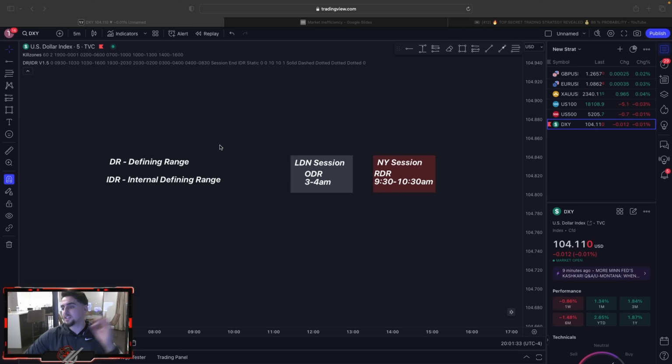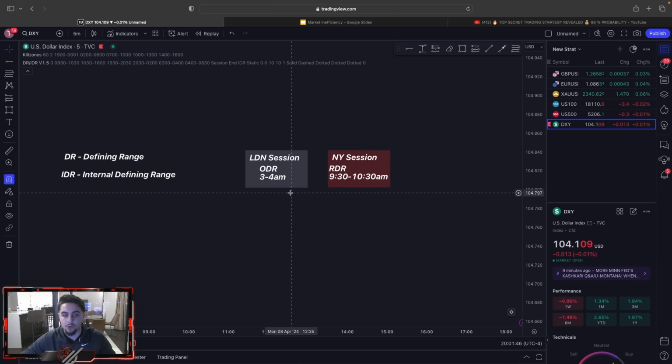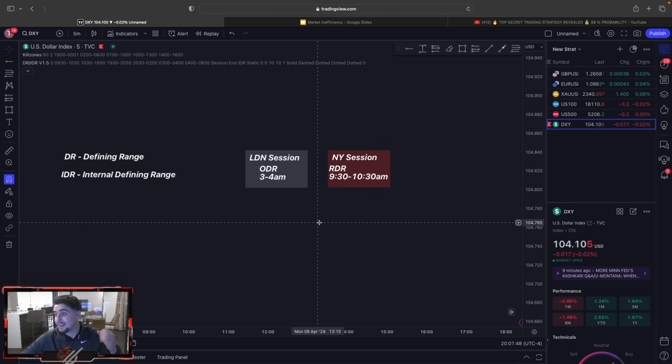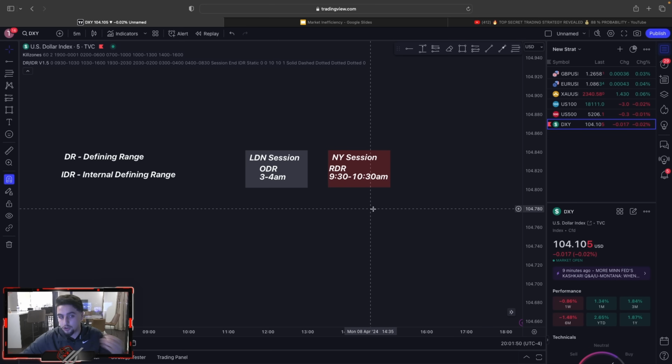So the two terminologies I want you guys to familiarize yourselves with are DR and IDR. DR simply stands for defining range. IDR simply stands for the internal defining range. Okay, once you're familiar with these two terminologies, let's move on to the importance of these ranges and the time that these ranges are created in.